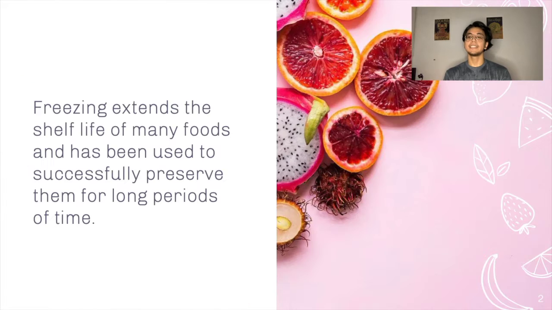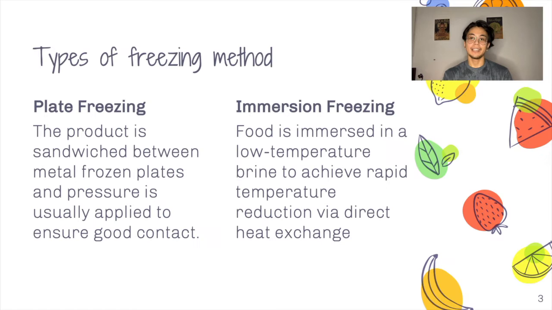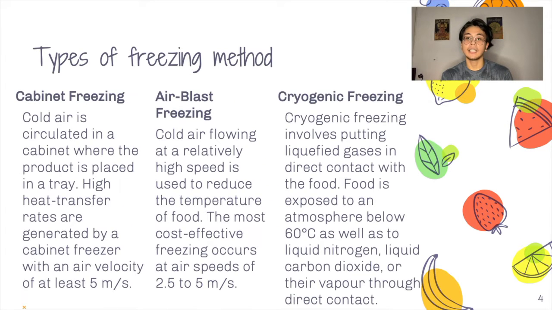Freezing method. Freezing extends the shelf life of many foods and has been used to successfully preserve them for long periods of time. There are a few types of freezing method. The first one is plate freezing. The product is sandwiched between metal frozen plates and pressure is usually applied to ensure good contact. Next is immersion freezing. Food is immersed in a low temperature brine to achieve rapid temperature reduction via direct heat exchange.